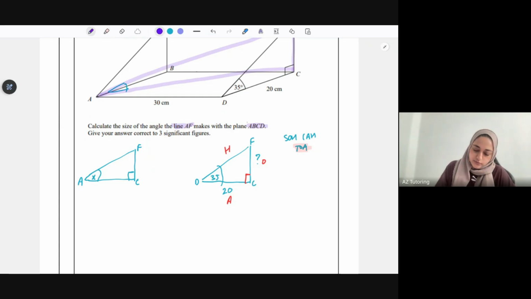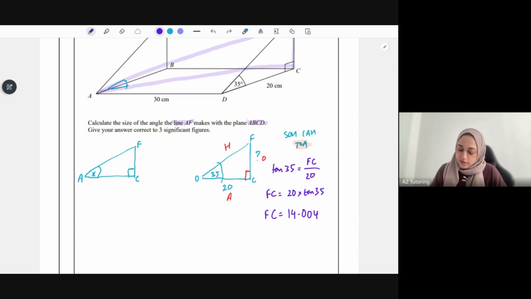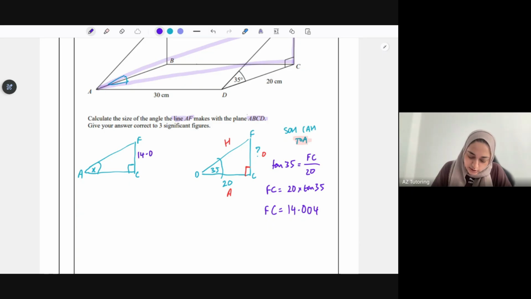So we get tan of our angle, which is 35, equals opposite, which I don't know. I'll just call it FC, the length we're trying to find, or CF, it doesn't matter, over A, which is 20. So to work out FC, I need to times by 20. FC equals 20 times tan 35, because we're dividing, so to bring the opposite up it is times. Putting that in the calculator, you get 14.004. Keep it to 3 decimal places just so I don't get rounding errors, because our final answer is to 3 significant figures. So we found FC, so I can put it here, 14.004.